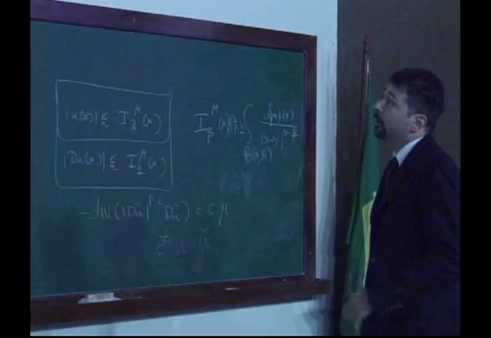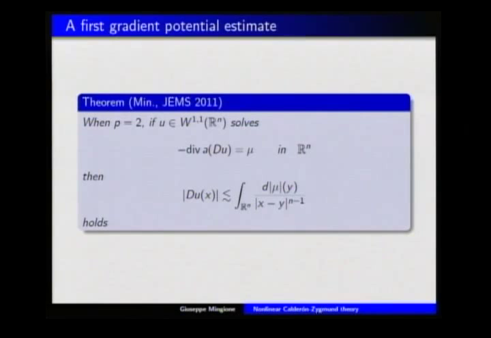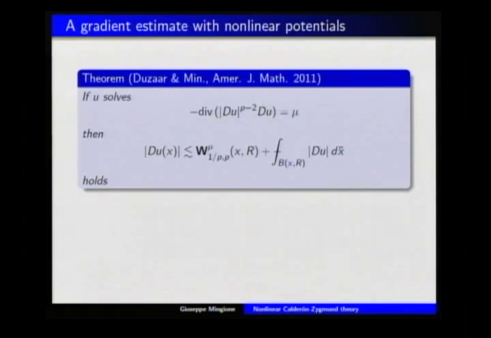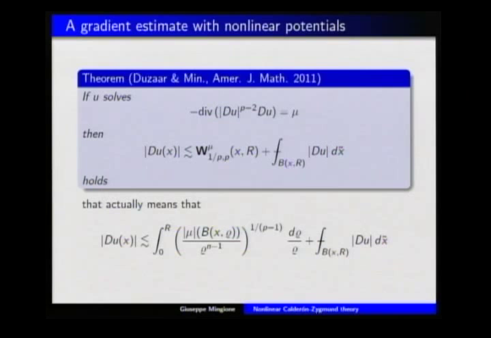And what happens when p is larger than 2? When p is larger than 2, of course, you want to replace Riesz potentials with Wolff potentials. And that's what we started doing with my former collaborator, Duzaar, and this is the result that we got. For the p-Laplacian operator, the gradient can be bounded by this Wolff potential, which is the natural operator, from the dimensional analysis viewpoint, that replaces the Riesz potential. And in fact, when p is equal to 2, you go back to the previous result. So apparently the problem was solved because you have Riesz potentials when p is equal to 2, Wolff potentials when p is larger than 2, and then you're happy with that.